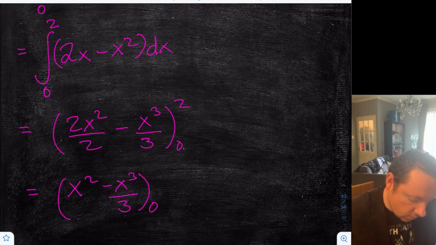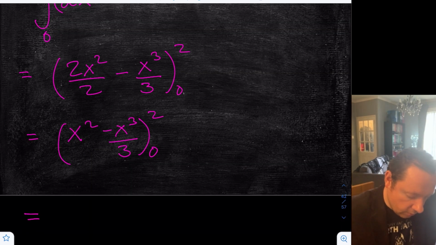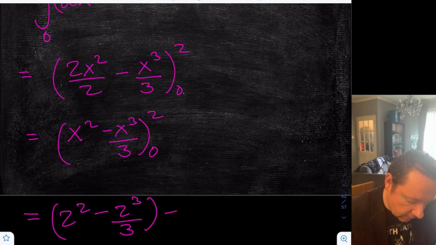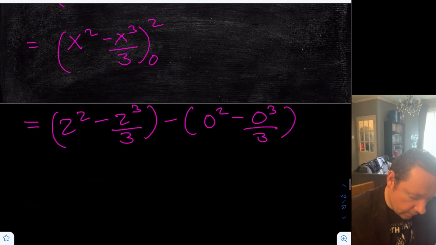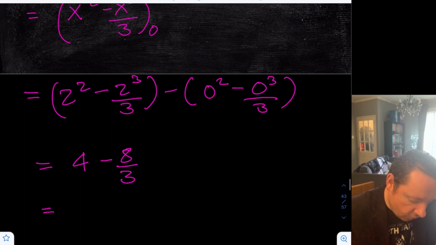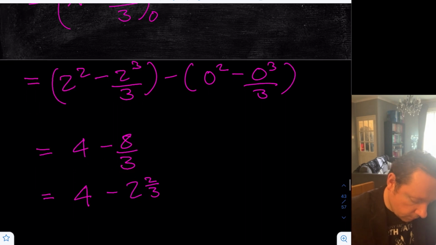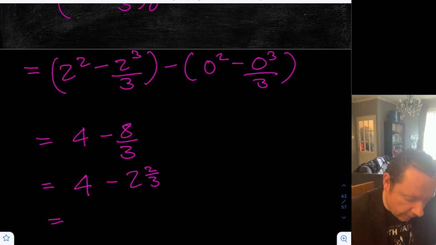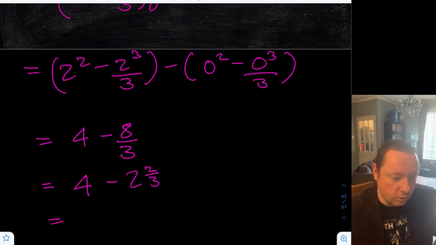Between 0 and 2. So substituting 2 in, we get 2 squared minus 2 cubed over 3, take away 0 squared minus 0 cubed over 3. That gives me 4 minus 8 thirds. That's 4 minus 2 2/3. That is 4 minus 2 is 2, take away 2/3 is 1/3.